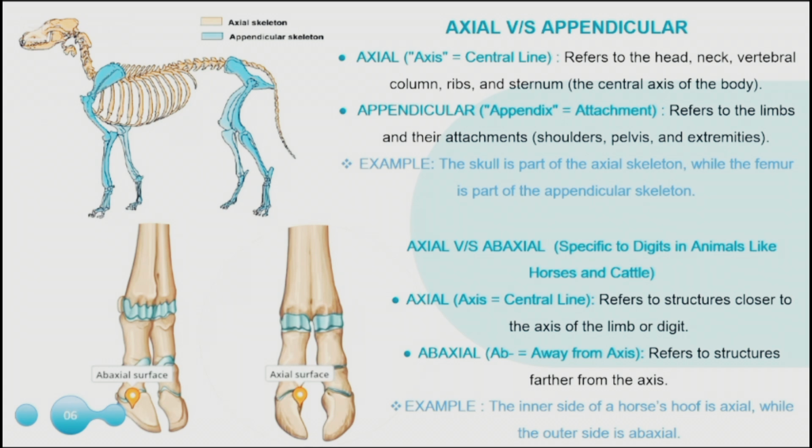Axial versus abaxial. Specific to digits in animals like horses and cattle. Axial, derived from the word axis, which means central line, refers to the structure closer to the axis of the limb or digit. Abaxial, ab meaning away from axis, refers to the structure farther from the axis. For example, the inner side of a horse's hoof is axial, while the outer side is abaxial.